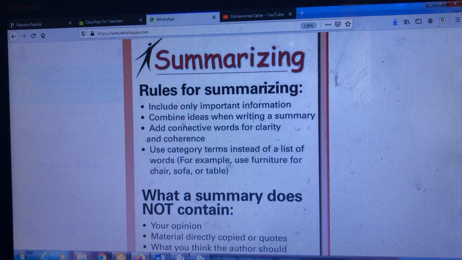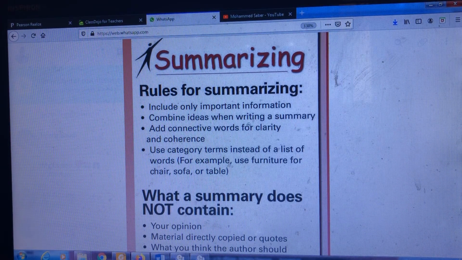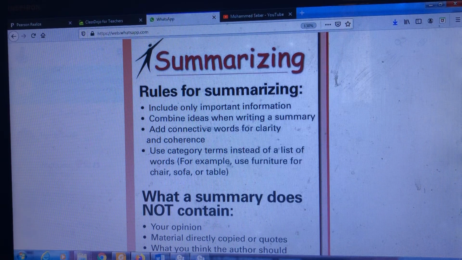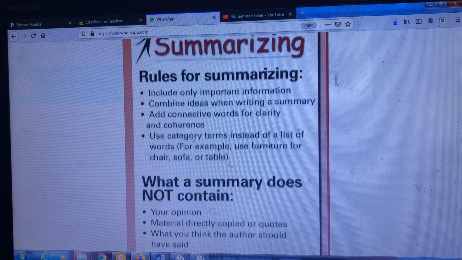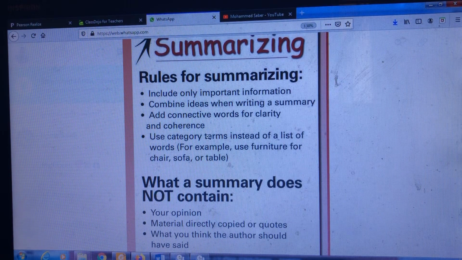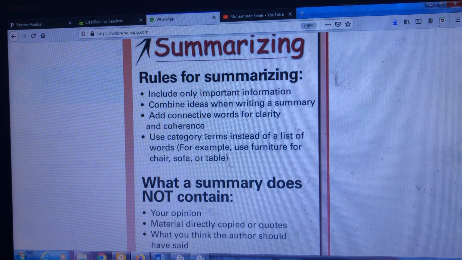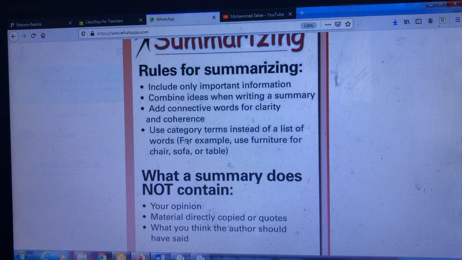Step number 2 is to combine ideas when writing a summary. Step number 3 is add connective words for clarity and coherence. It means that you have to connect the words together, to connect the sentences using, for example, because, and so, as a result, consequently.